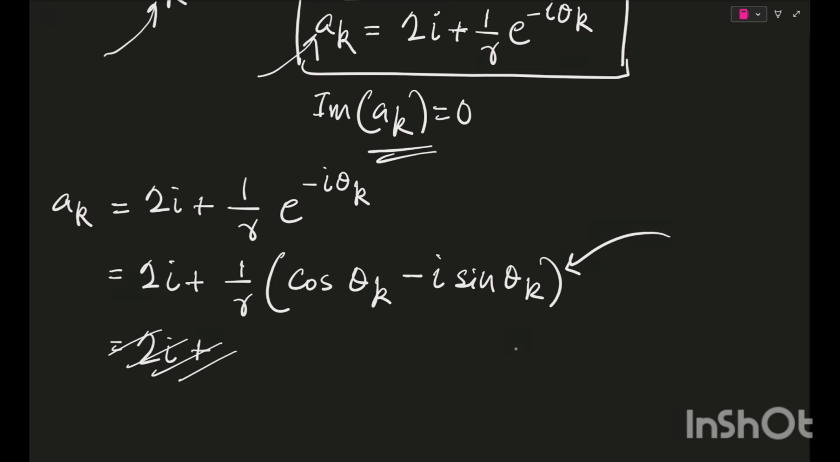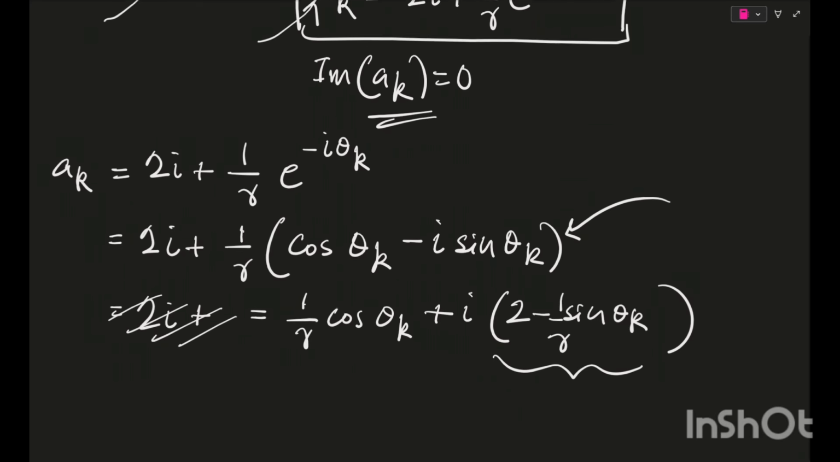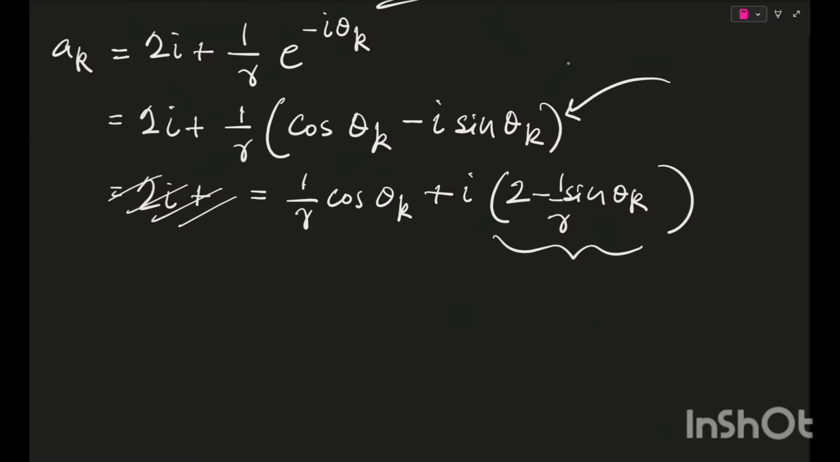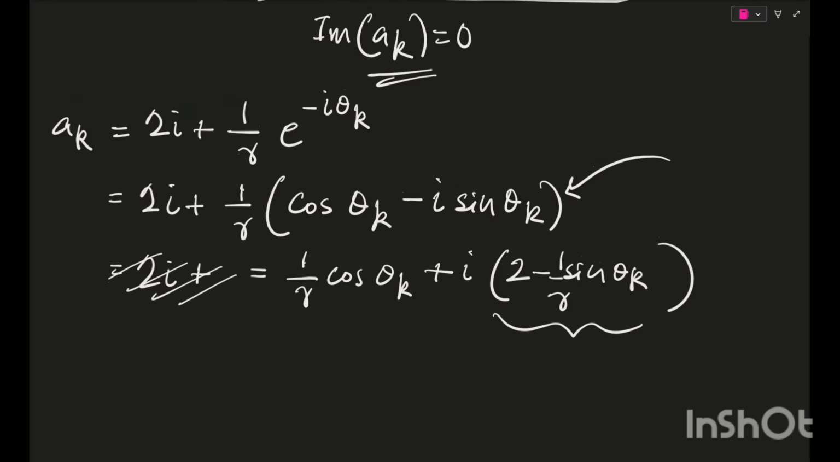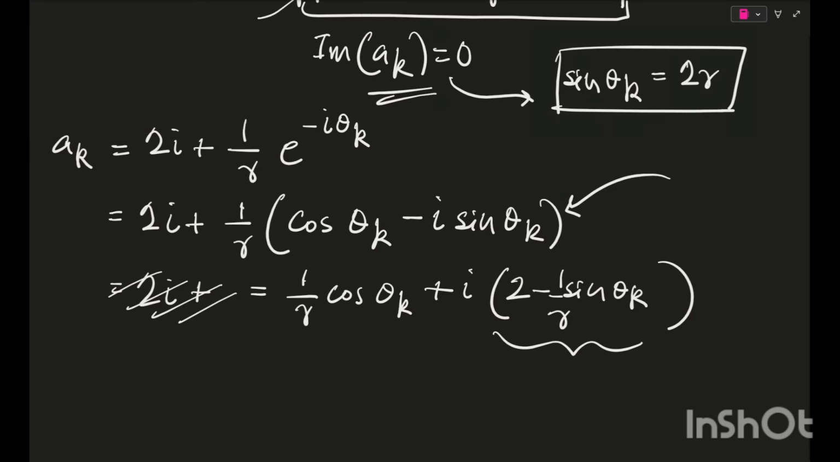And after this, to keep a_k real, this imaginary part has to vanish, right? So we will segregate the imaginary part quickly. This will be (1/r) cos θ_k, and if we take i common, 2 minus sin θ_k times 1/r. So basically this thing has to be 0. So from this condition, sin θ_k / r will be equal to 2, or sin θ_k will be equal to 2r. First thing.